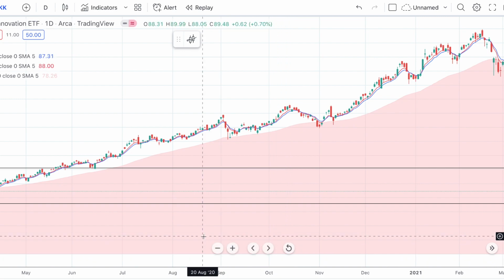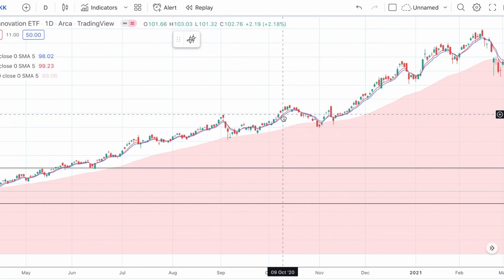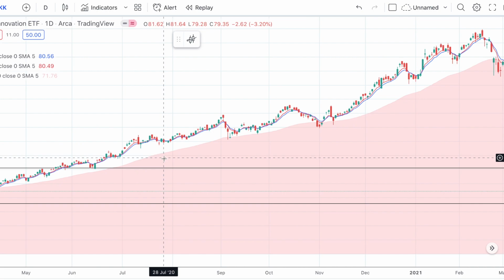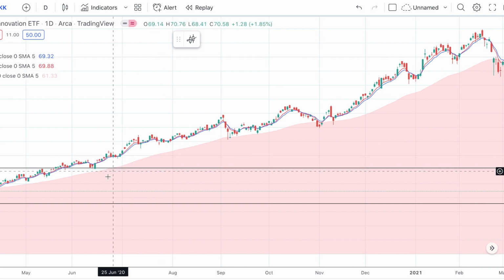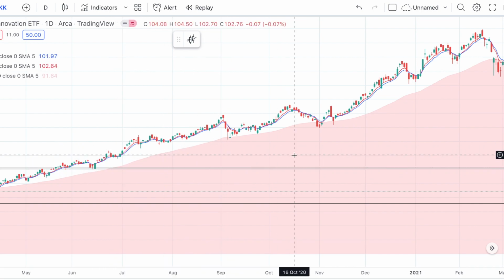All right, so here you can see many times where the 5 EMA is actually above the 7 EMA. Okay, red is over the blue. But since the stock is above his primary trend, the pink zone, he would not hedge. Okay, so this is a very good way to determine whether you should be risk on versus risk off, or hedged versus not hedged.